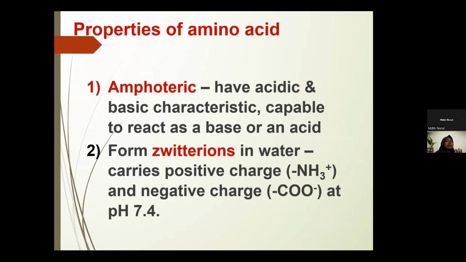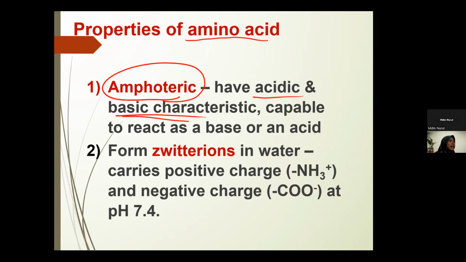Okay. So, today we will start with the property of amino acid. Remember, amino acid is the monomer of protein. What is the property? Sifat ataupun characteristic of an amino acid. So, the property of amino acid number 1, it is amphoteric. What is meant by amphoteric property? Amphoteric means it has acidic and basic characteristic. Ada sifat basic dan acidic.